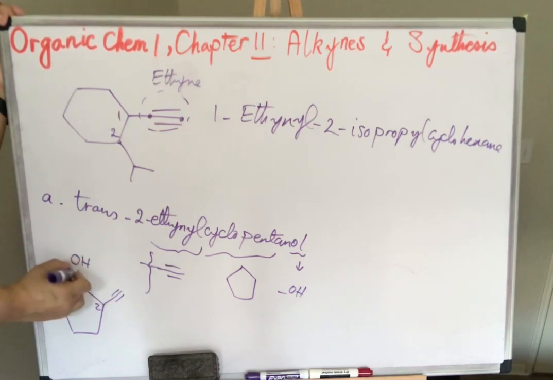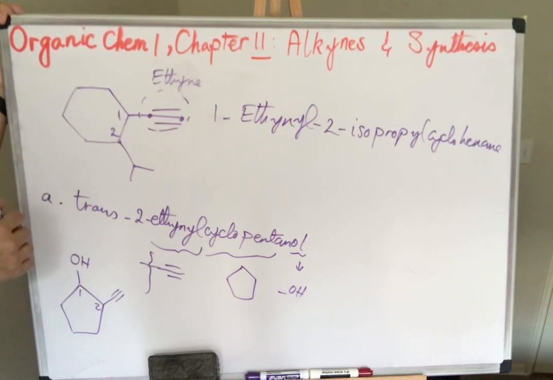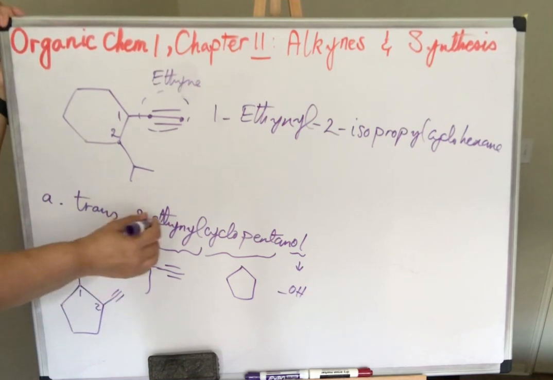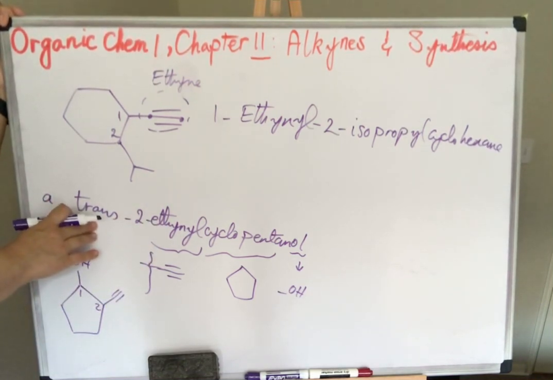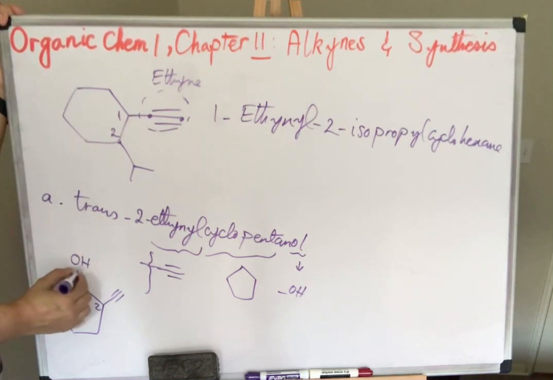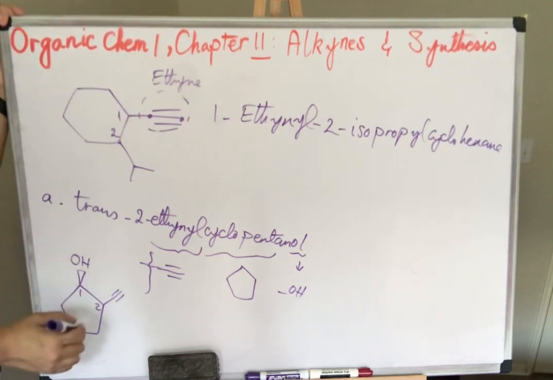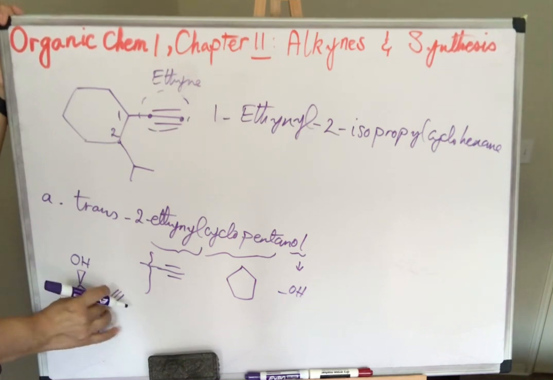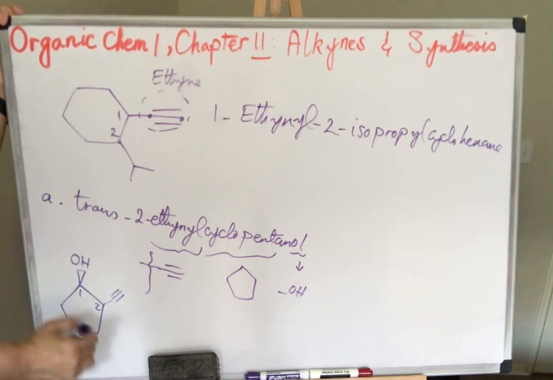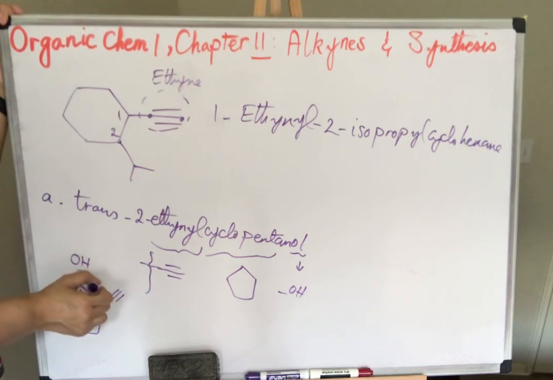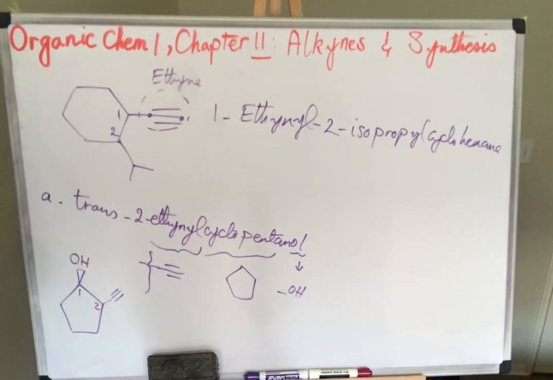Now, OH sits on the first carbon, ethynyl sits on the second carbon, and you have a trans. So you need to show the stereochemistry, whether you show OH on the wedge and ethynyl on the dash or vice versa. It's the same. You can have OH on the dash and ethynyl on the wedge. Doesn't matter.